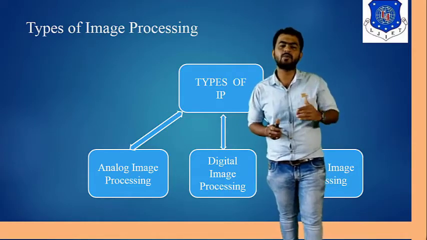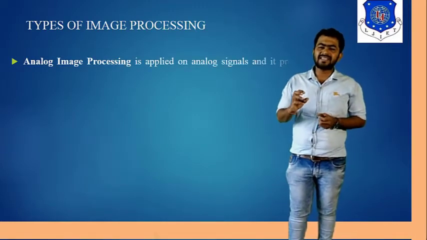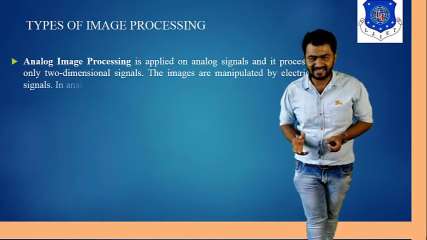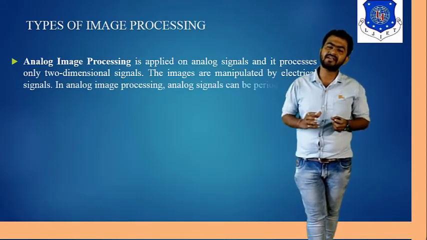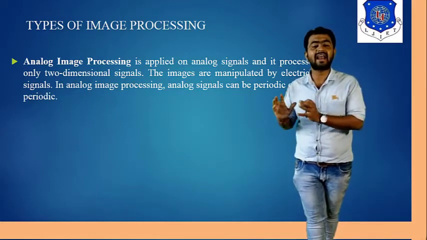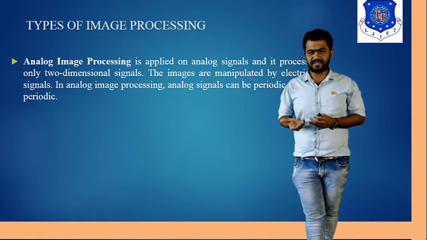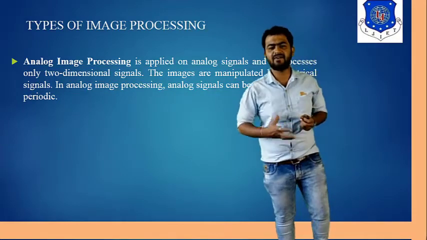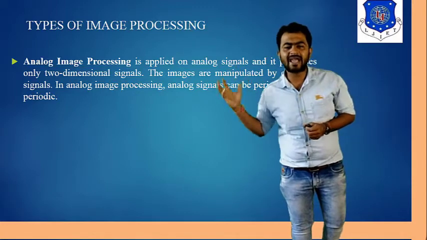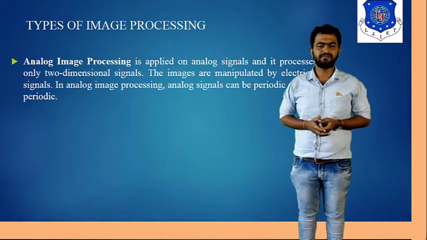Now we go ahead and see what analog image processing is. Analog image processing is applied on analog signals and it processes only two-dimensional signals. The images are manipulated by electrical signals only, and that is called analog image processing. It can be periodic or non-periodic, like a sine wave, cos wave, or different types of waves. So when we're talking about analog, ultimately we discuss the two-dimensional signals that we have.